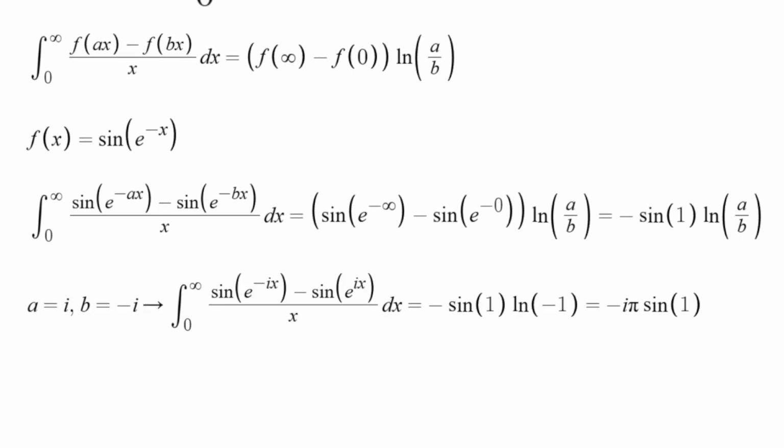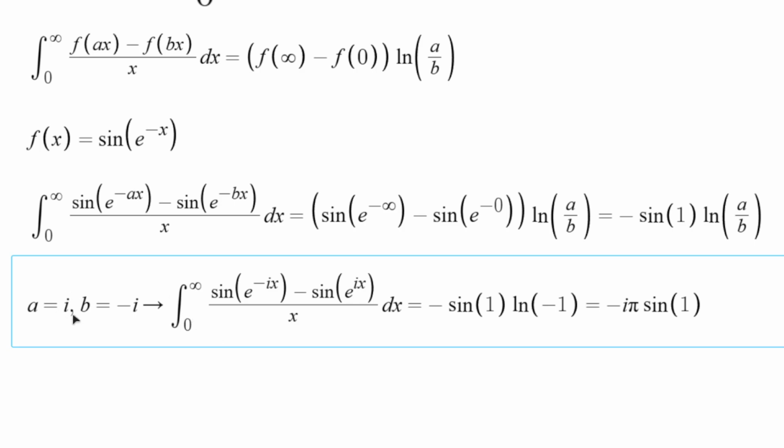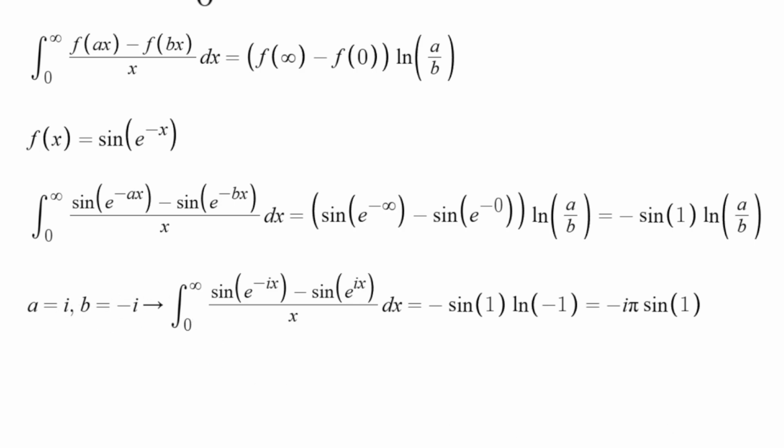Next, let's let our a equal i and our b equal negative i. Now, I have to admit that this step is a little unrigorous. I'm sure there's more work that needs to be done to show that this is valid. It turns out it gives you the right answer, so maybe somebody could leave in the comments a justification for why you're able to do this, but you are.